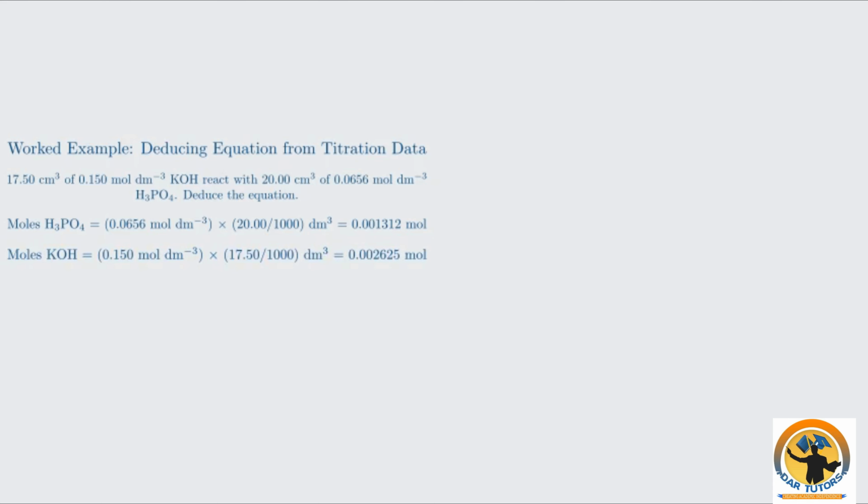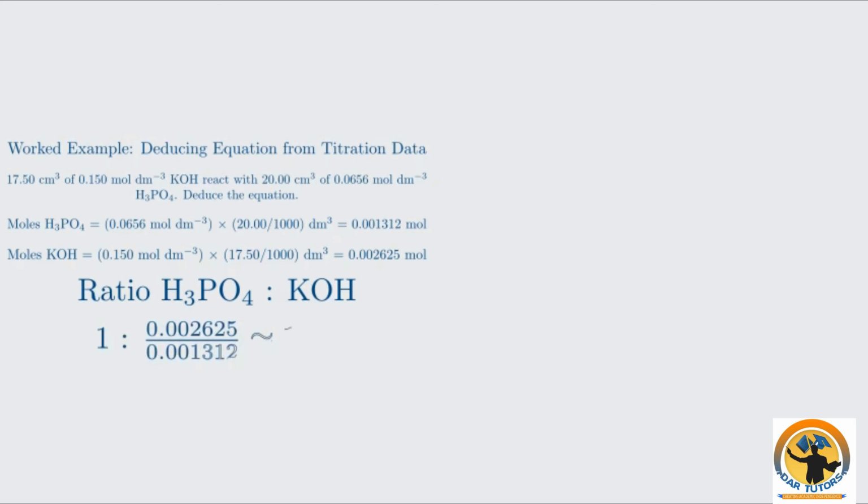To find the whole number ratio, we divide by the smaller mole value, which is 0.00131 moles. The mole ratio for H3PO4 is 0.00131 divided by itself, which is 1. The mole ratio for KOH is 0.002625 divided by 0.00131, which is approximately 2. So the mole ratio is 1 to 2.